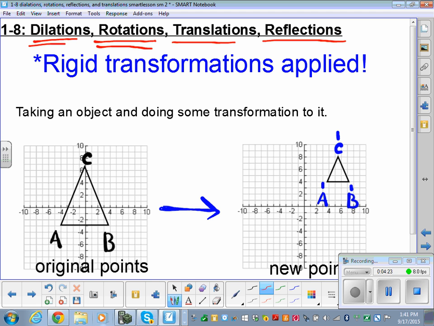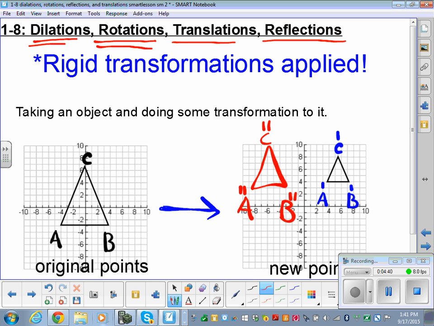Now you could do more than one of these things. If you do this and then you do something else, it'll just be A double tick, B double tick, C double tick. So do you get how the ticks work? That's all we need to get out of this slide.